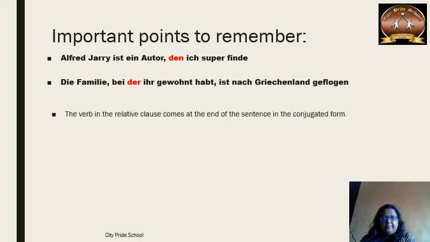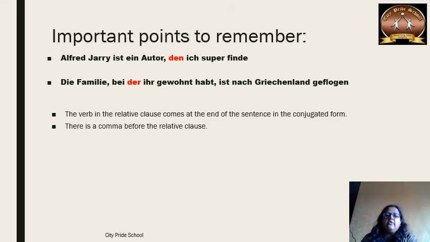First important point. The verb in the relative clause comes at the end of the sentence in the conjugated form. Here, at the end of the sentence means at the end of the relative clause. For example, here finde is at the end of the sentence. Now, bei der ihr gewohnt habt is the relative clause. So, habt is at the end of the relative clause. Don't put habt at the end of the whole sentence. It should be at the end of the relative clause. Just keep this in mind: in the conjugated form. Most important thing is in the conjugated form. Clear? Let's see the second point.